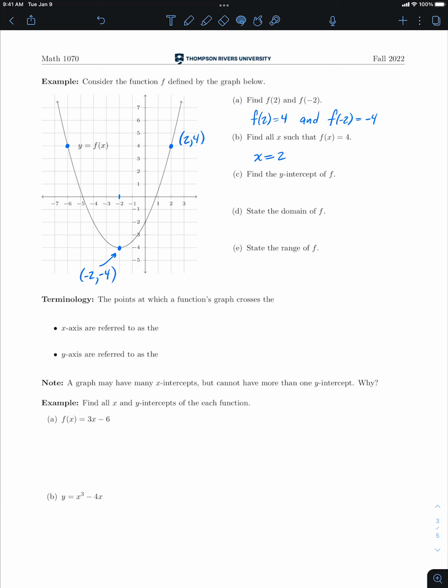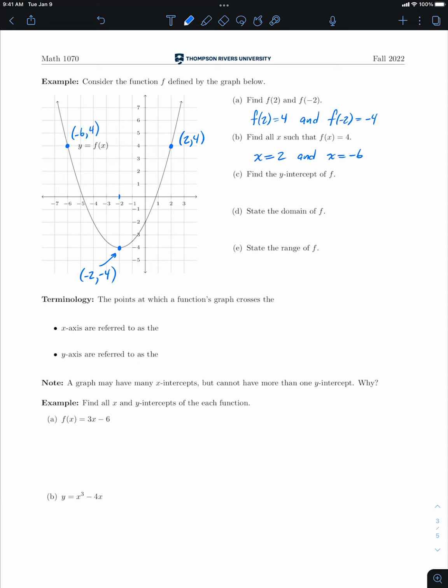In general, if you found one, you want to look horizontally. Look immediately to the left or immediately to the right to try to find any other points, and you will find this one because this has the coordinates (negative 6, 4). So that's your other solution, x is equal to negative 6. There are two values of x that you can plug into the function and have the function give you back 4 as the output value.